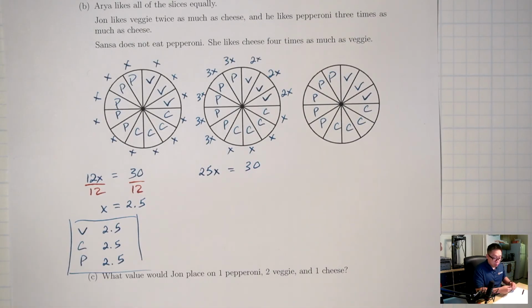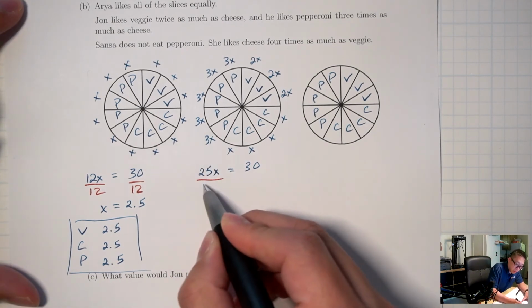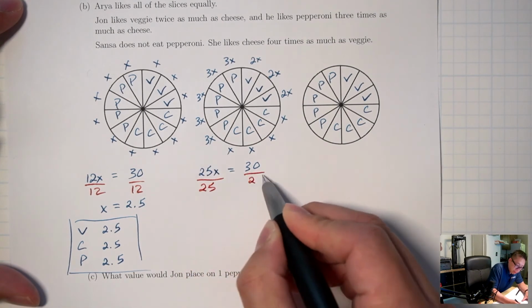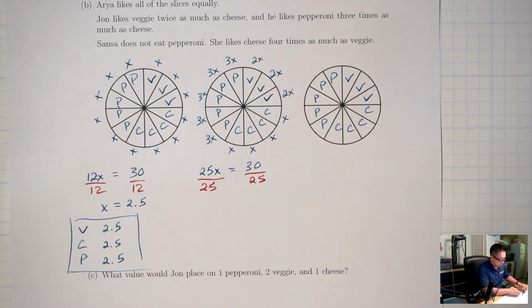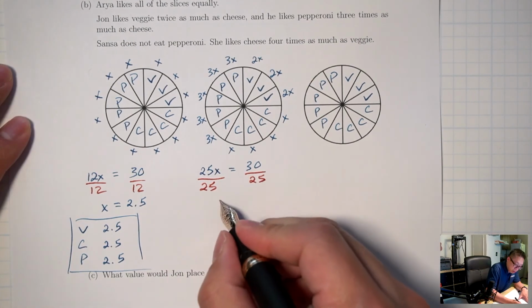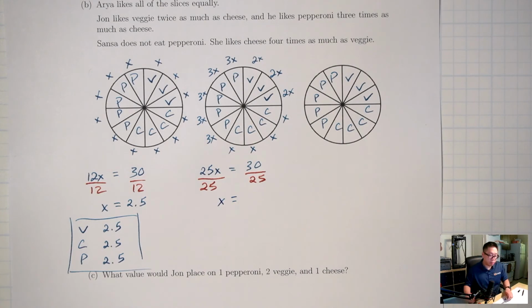Get the x by itself. So I need to get rid of the 25. To get rid of the 25, divide both sides by 25. And we get x equals 30 divided by 25, which is 1.2.